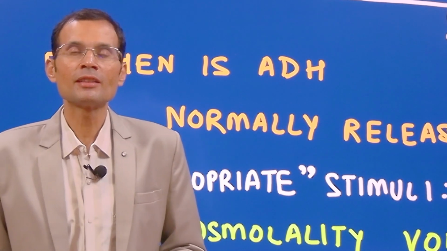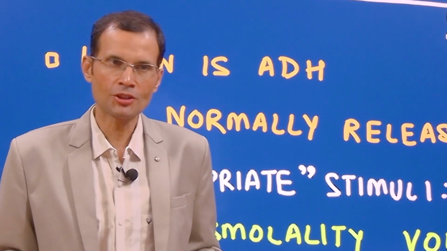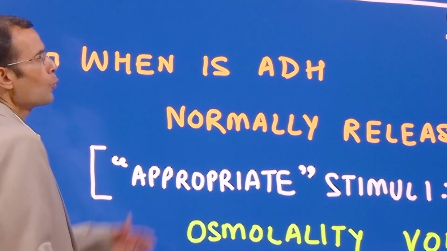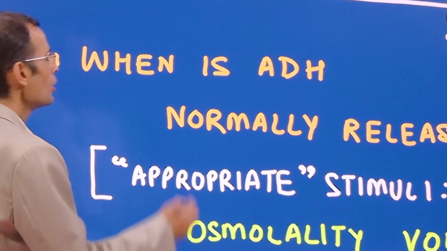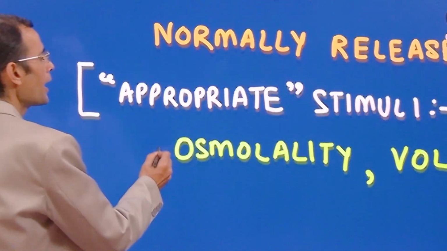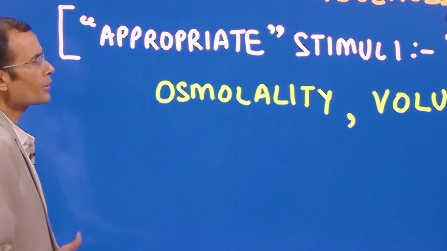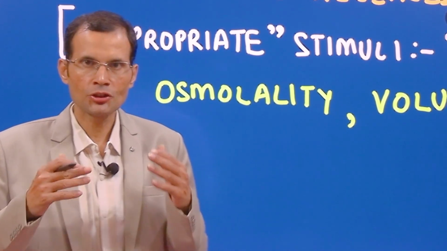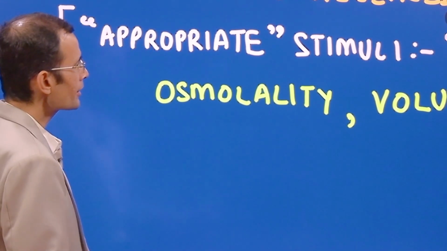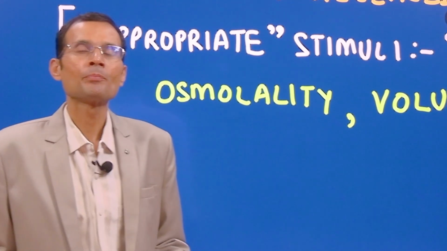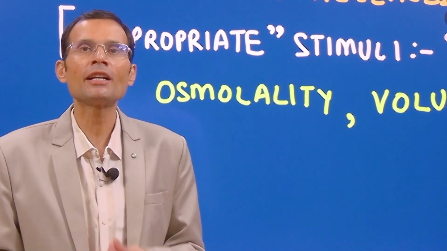To understand this, we need to first understand what is appropriate ADH secretion, which means when the ADH is normally secreted, or what are the appropriate stimuli for the ADH secretion. There are two important stimuli which normally cause the ADH secretion. Under normal circumstances, osmolality of the plasma is the most important stimulus for the ADH secretion.